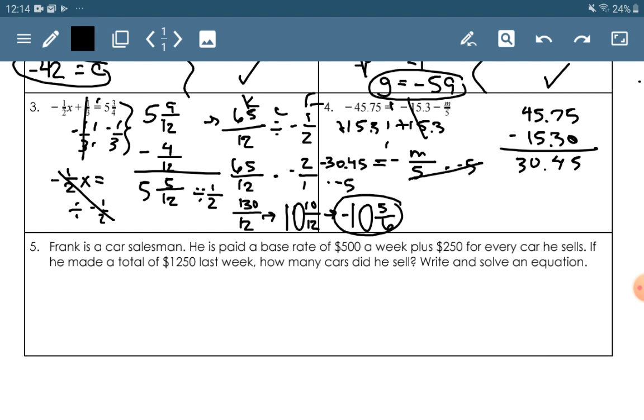On the right, they cancel out, leaving me with just m. And on the other side, I actually have to multiply. Again, you might need to set this up. So I am multiplying that 30.45 times 5.